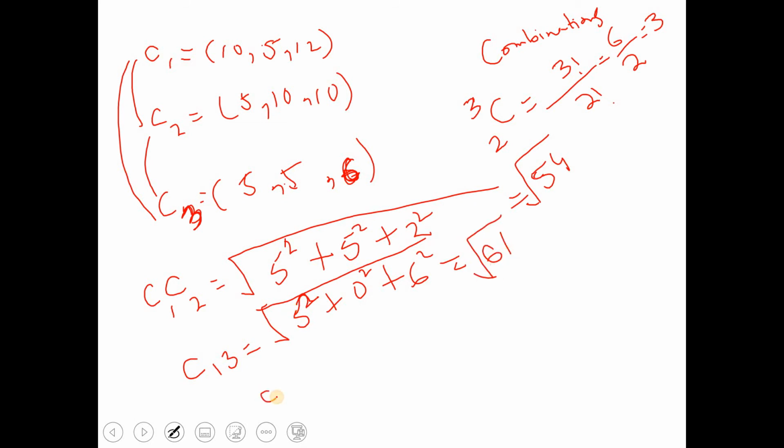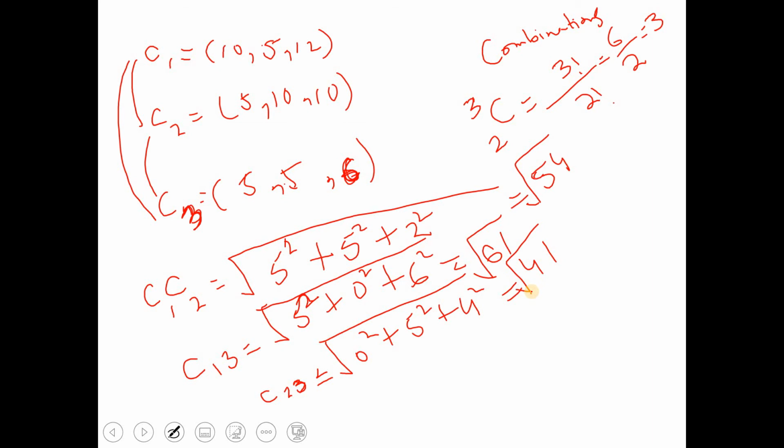Okay, and then you will calculate the last one, C2 and C3, and you will compare. So 0 square plus 5 square plus 4 square. So it will give you 25 plus 16, which is 41 under the root.